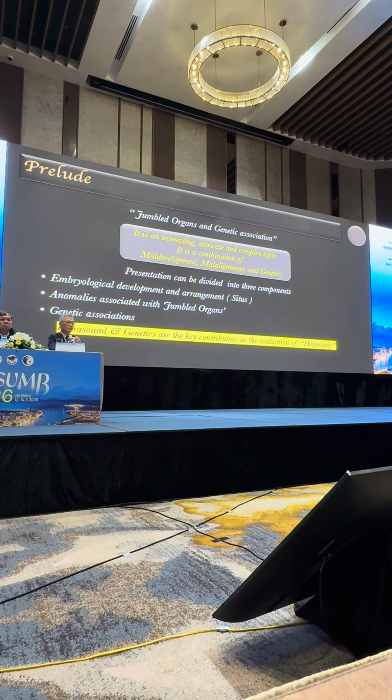Today my presentation will basically have three components. One is the embryology, development and arrangement of these structures, that is, the organization of these structures. Then the associated abnormalities with these jumbled organs as well as genetic association. The key factors to diagnose heterotaxy are basically ultrasound as well as genetics. This is one thing which we have to keep in mind.